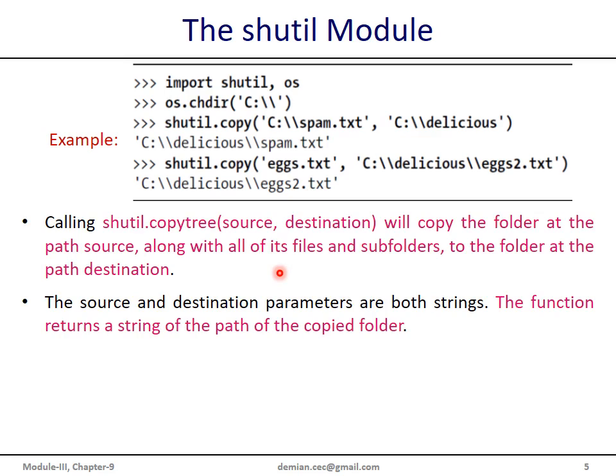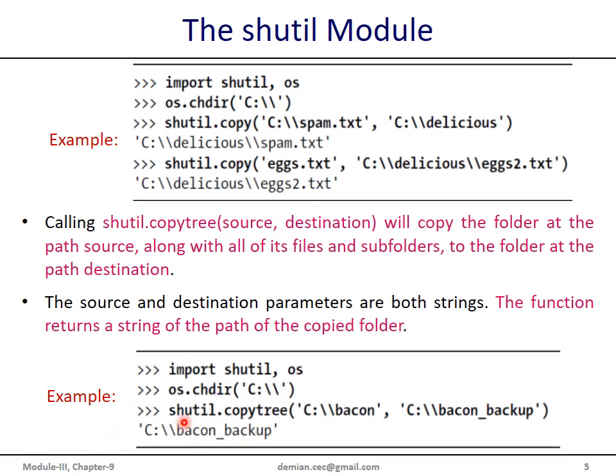As I said, the copytree function will copy the entire folder from source to the destination, including all the files and subfolders present in the given source folder. And this function again takes two string parameters, the source as well as destination, representing the location of the source folder as well as the location of the destination. Here is an example. Here we copy the entire folder which is specified in the source to the destination. That means all the files and subfolders contained in this folder are copied onto a new folder with the _backup suffix, and this function will return the location of the copied folder.